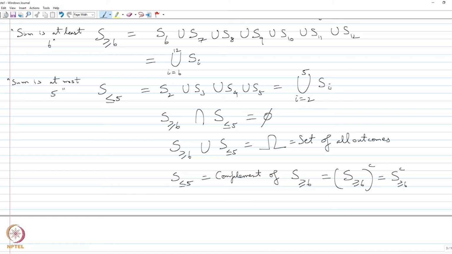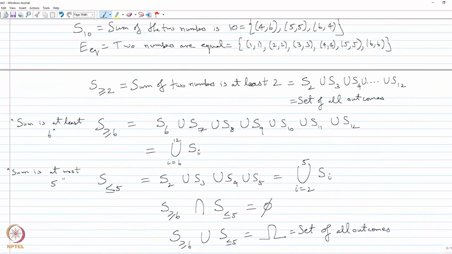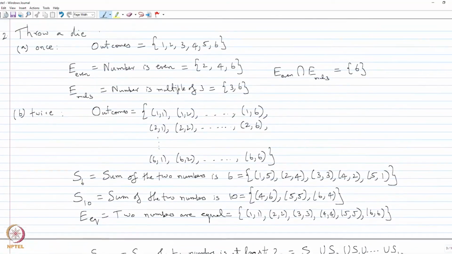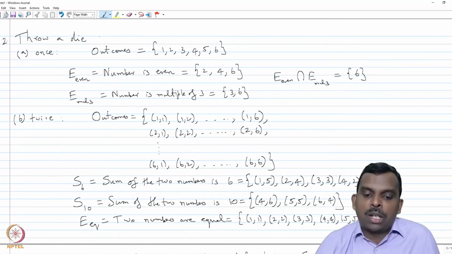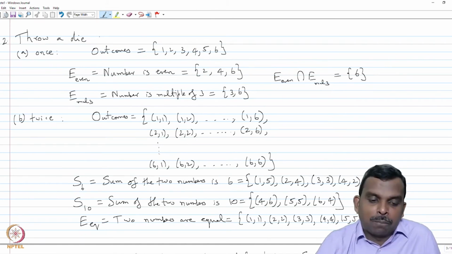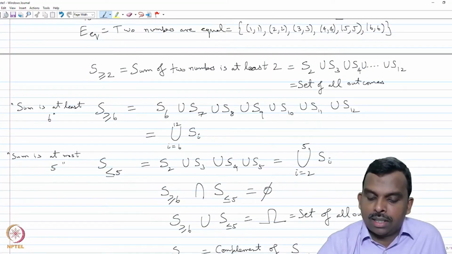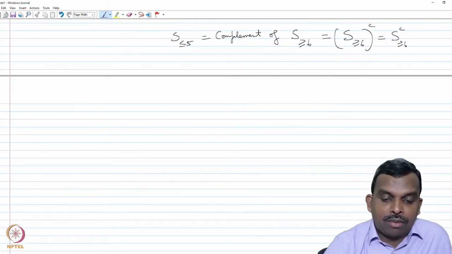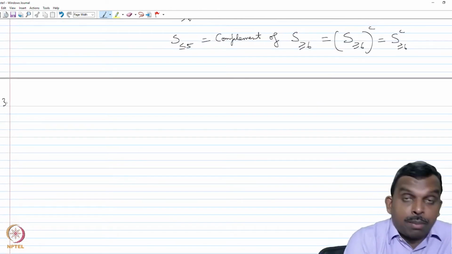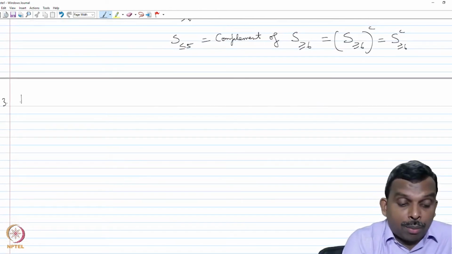Okay, so these kind of interesting events can be defined just with the simple experiment of throwing a die twice. Okay, so you can imagine how more complicated it can get if you keep on throwing the die. Okay, so more and more interesting events can be defined. Okay, so let's keep moving ahead. The next event that I want to define is based on drawing a ball from an urn.